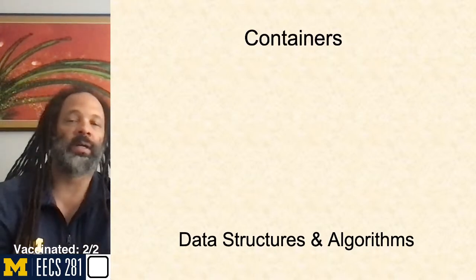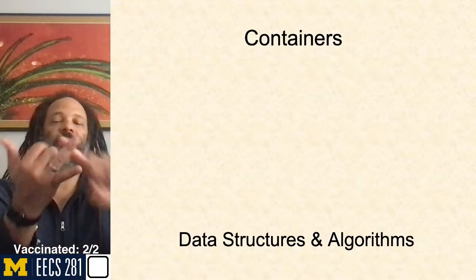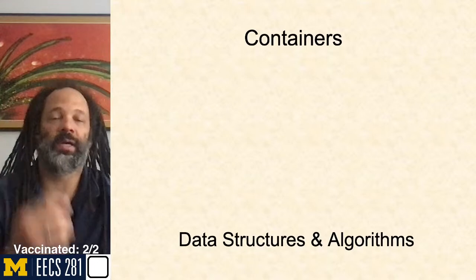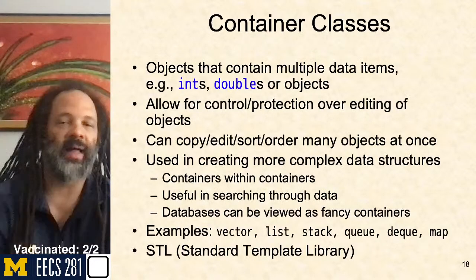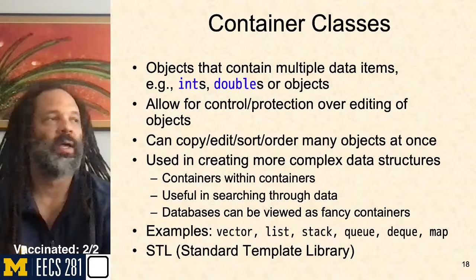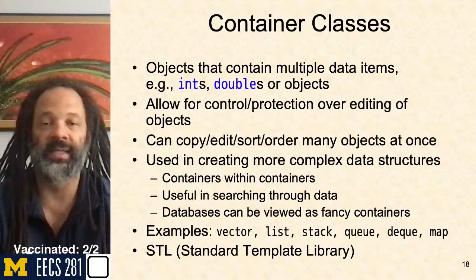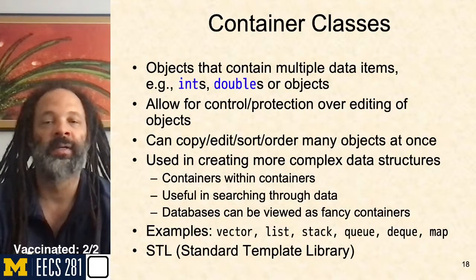Up next, we're going to talk some more about containers. We've already talked about a few containers: stacks, decks, queues, priority queues. We're going to talk more about containers. These container classes are objects, of course, that contain multiple data items. We can put some built-in types in there, like ints, doubles, bools, characters, and whatnot. We can also put objects in some of these containers.